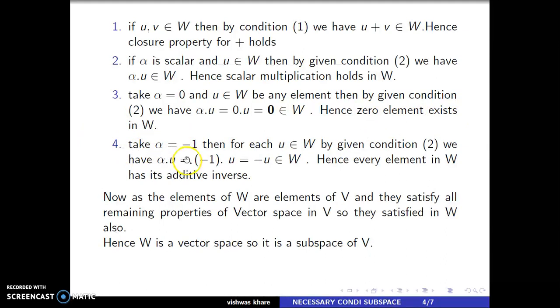Fourth, take alpha equal to minus 1, then for each U belonging to W, by given condition 2, we have alpha into U equals minus 1 into U equals minus U belongs to W. Hence, every element in W has its additive inverse. Now, as the elements of W are elements of V, and they satisfy all remaining properties of vector space in V, so they satisfy in W also. Hence, W is a vector space, so it is a subspace of V.